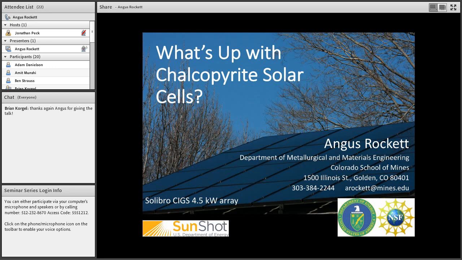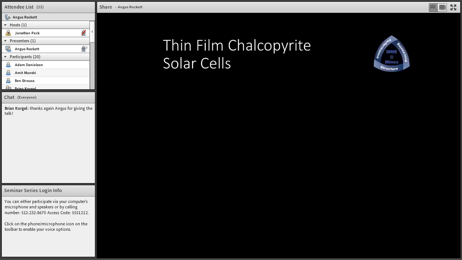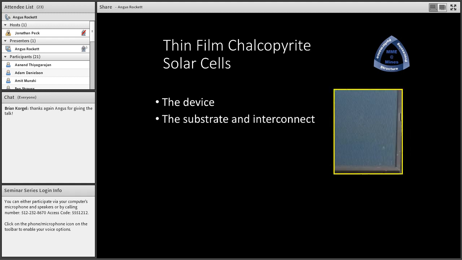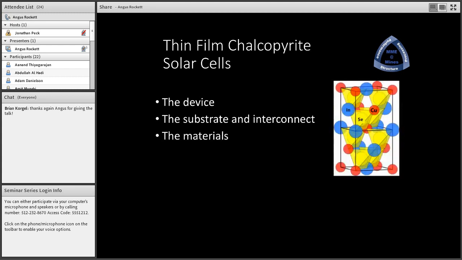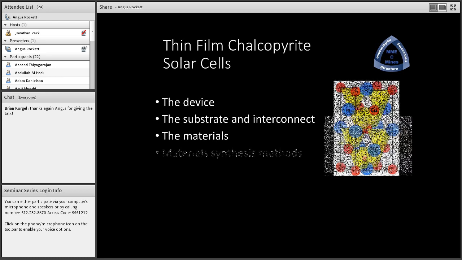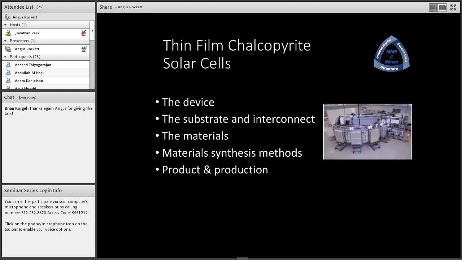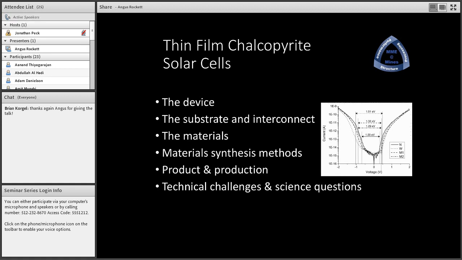I didn't know exactly who would be attending this. I thought it might be a good idea to start with a little bit of an introduction to the device, a little general background to make sure we're all on the same page, look at the substrate and interconnect methods that are used with this technology, review the materials we're talking about briefly and the methods for making them, and then we'll talk about the products and production processes that are in use and a couple of the technical and scientific challenges that remain for the technology.